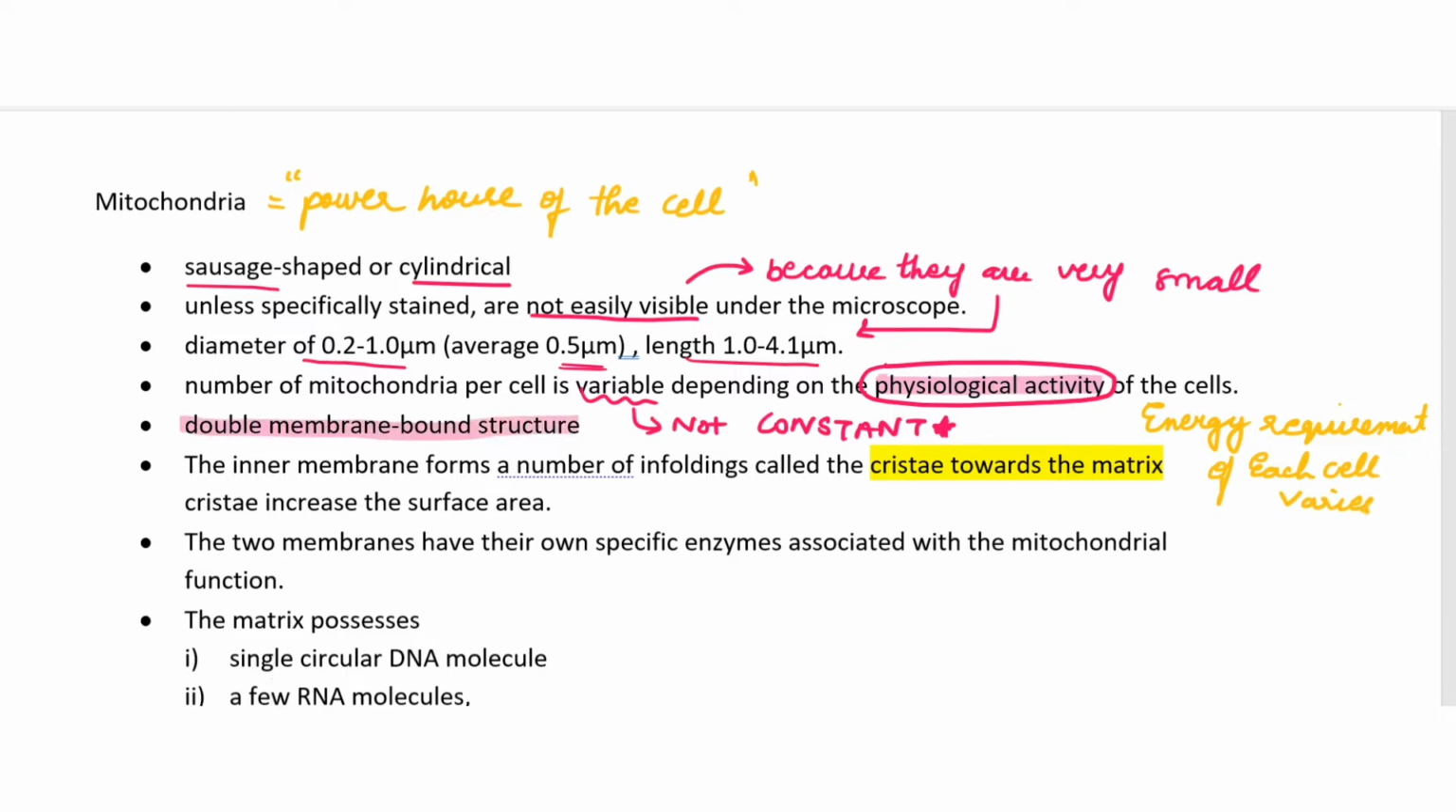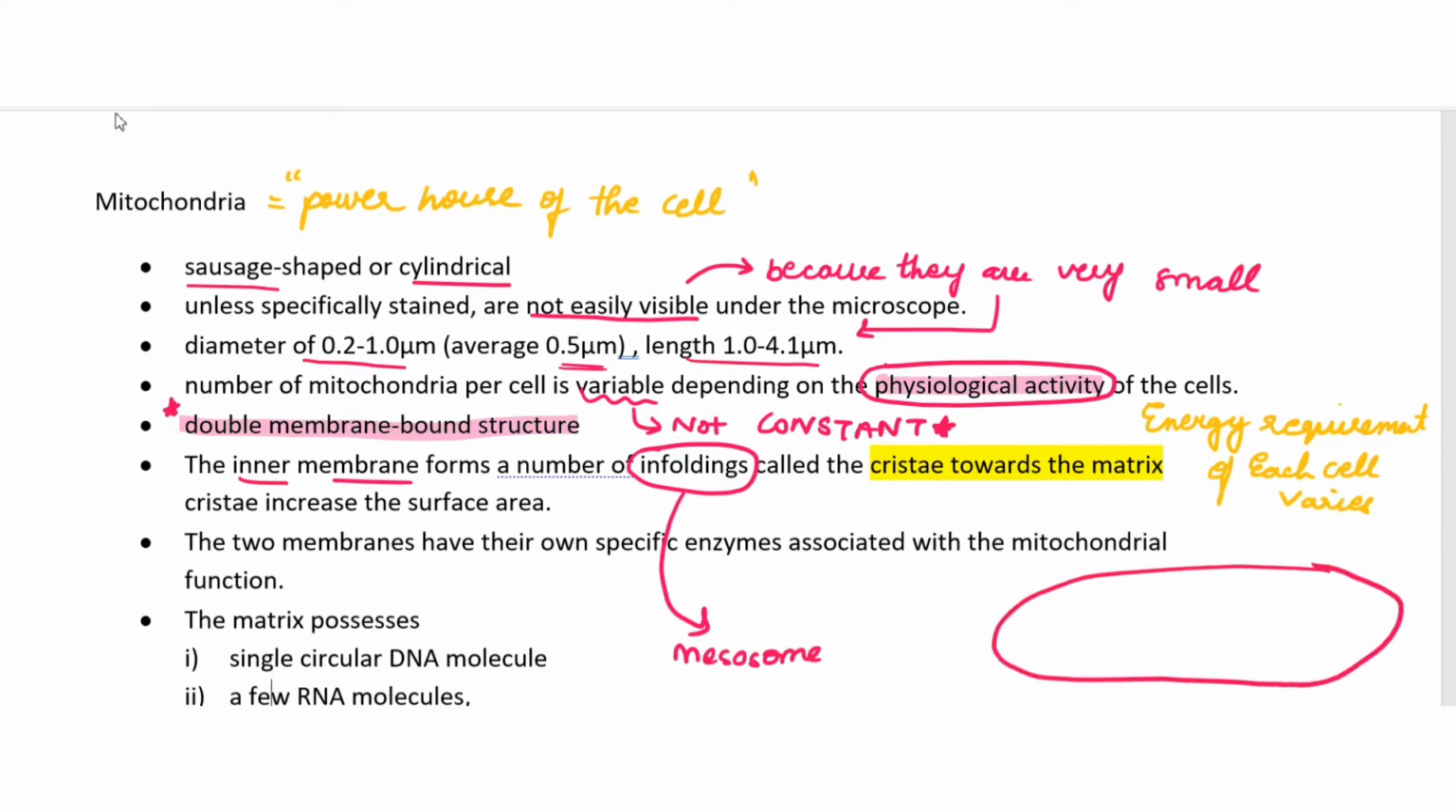Mitochondria is a double membrane bound structure. So it has an inner membrane which forms the cristae towards the matrix. The cristae is nothing but infoldings. So where else have you heard of this term infoldings? Yes, we heard this term in mesosome while discussing about mesosomes. So they are infoldings. Cristae is the inner membrane. They are infoldings towards the matrix. So the main function of cristae is to increase the surface area just as mesosome.